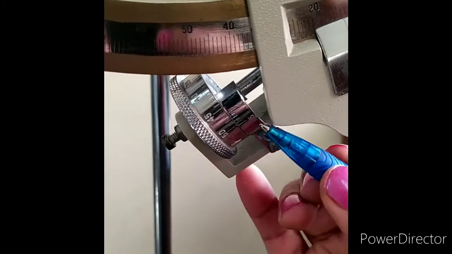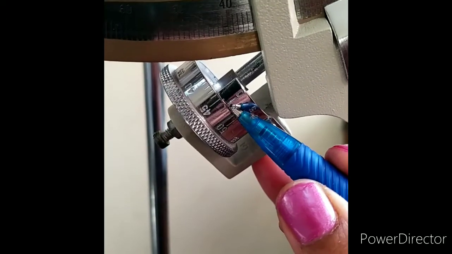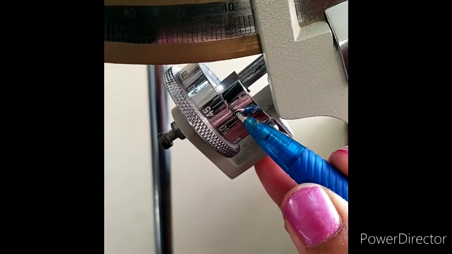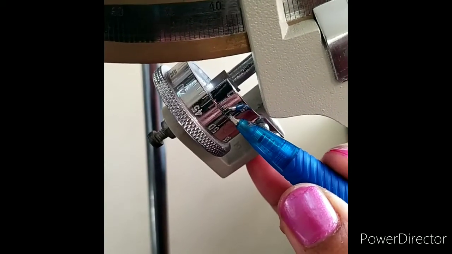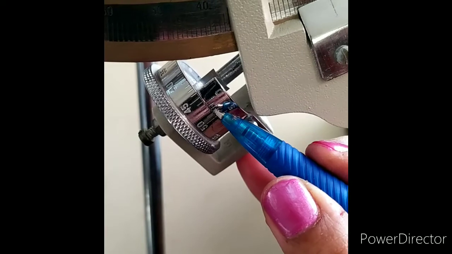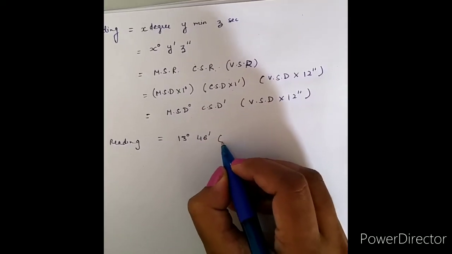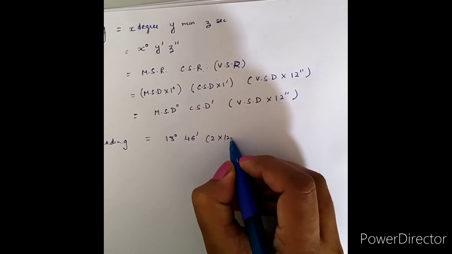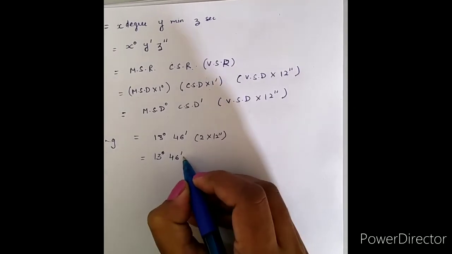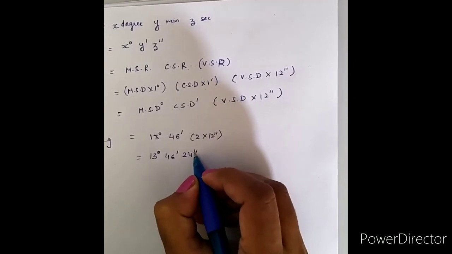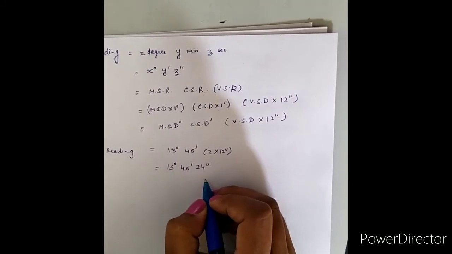So, vernier, which is best coinciding, we will see. This is not best coinciding, and this second one is best coinciding, because no other division is coinciding. So the second reading is 2 into 12 seconds. So the reading will be 13 degree 46 minute 24 seconds. This is the reading for this position.